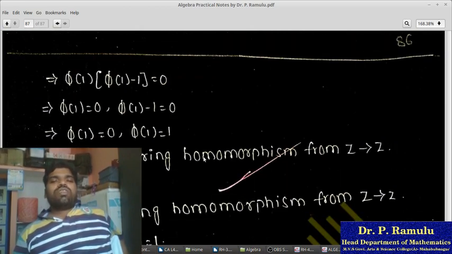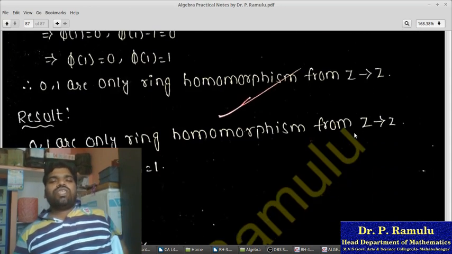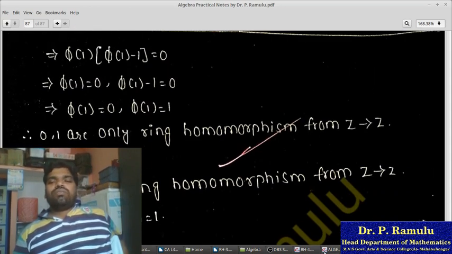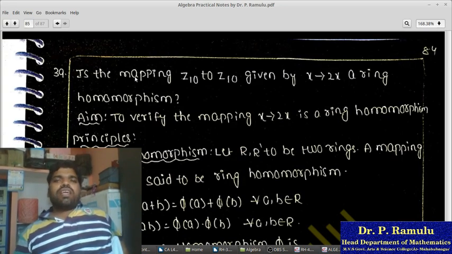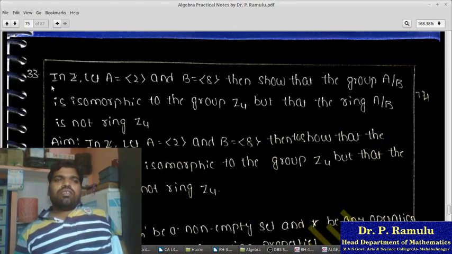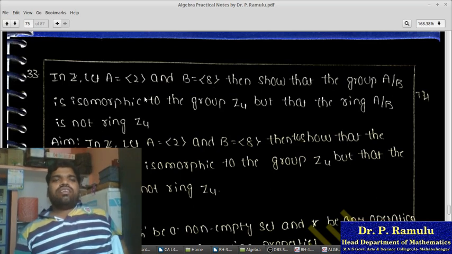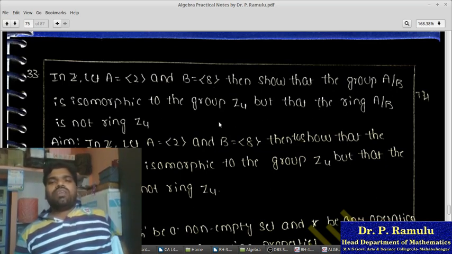0 and 1 are the only ring homomorphisms from Z to Z. So, practical problem 33. Let A be generated by 2 and B be generated by 8, then show that the group A/B is isomorphic to the group Z4, but the ring A/B is not ring isomorphic to Z4.